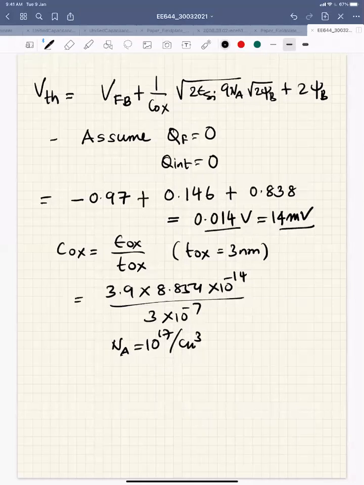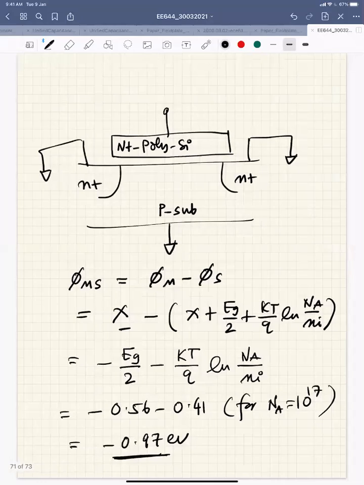Again, if you are given the charges, if you are given fixed charges and the interface charges, you could also calculate again, right? So this unit should be coulomb per centimeter square. If the charges are given, then Qf by Cox will be added, and Qit by Cox will be added to these equations, right? Okay, so this is the typical transistor.